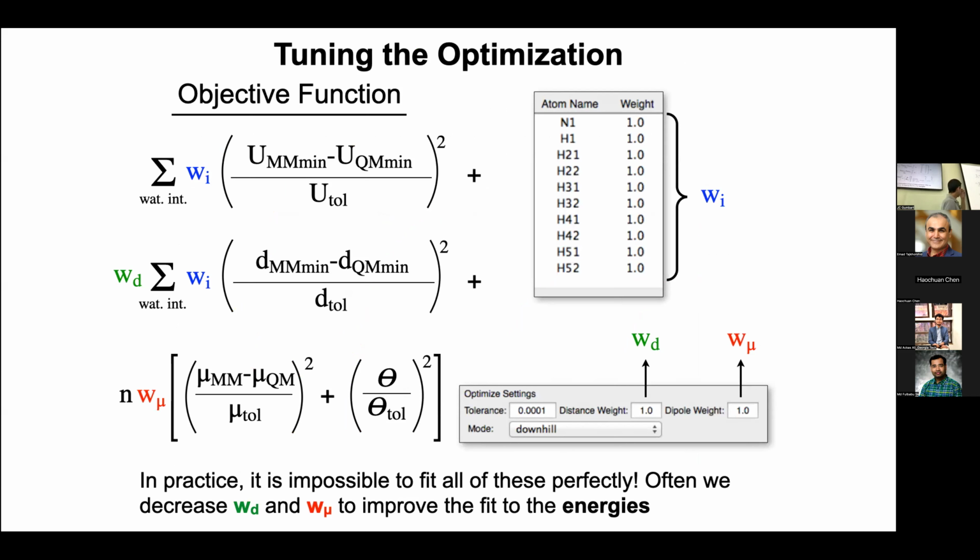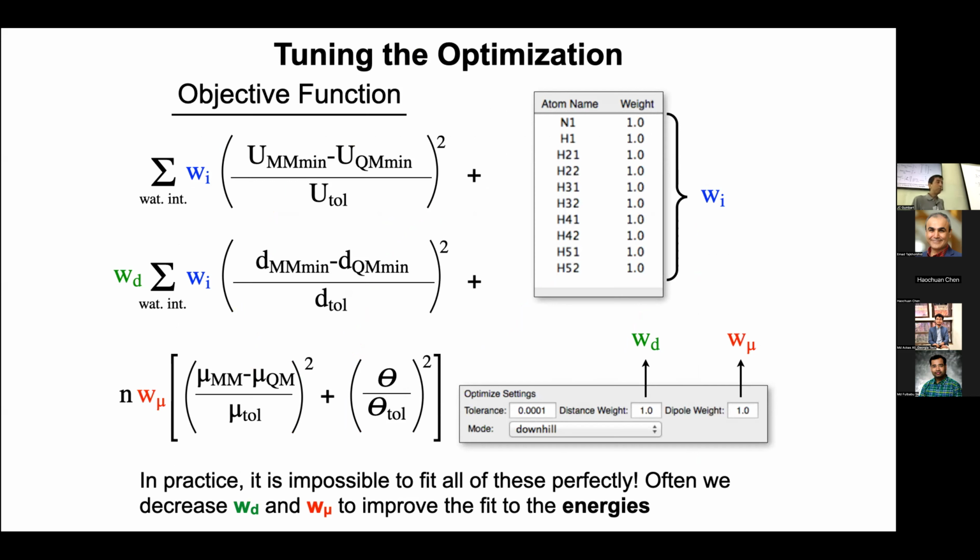So again, this is like the full-blown objective function. Looking at it in a little more detail, again, energies, distances, dipole moment. It's what we're trying to optimize. And you can see they're different weights. You can actually control the weights. If for whatever reason you think, I don't care about the dipole moment, you can weight it less.